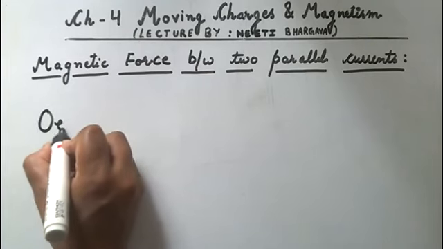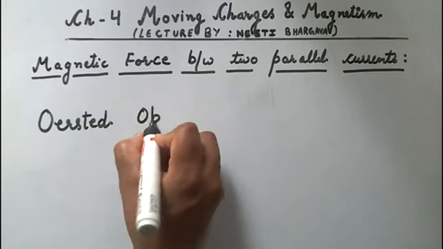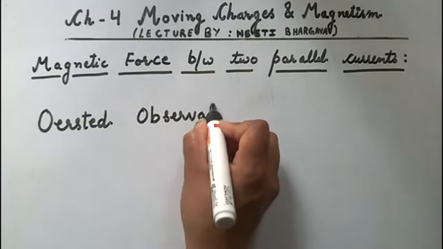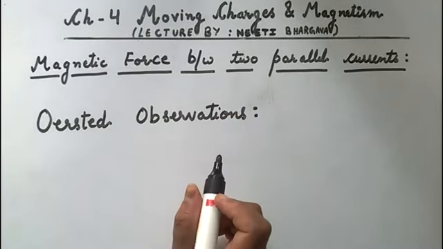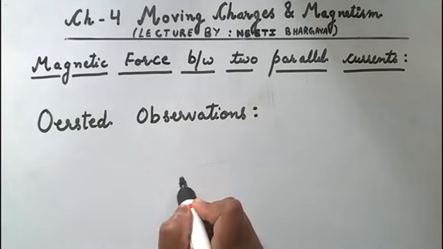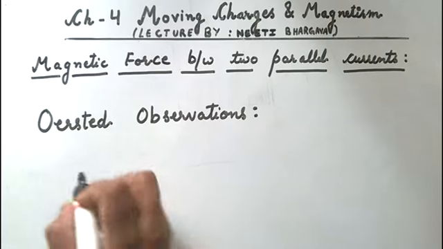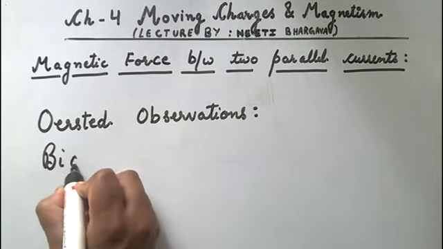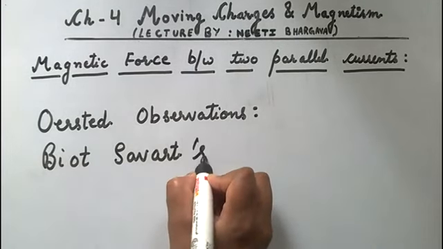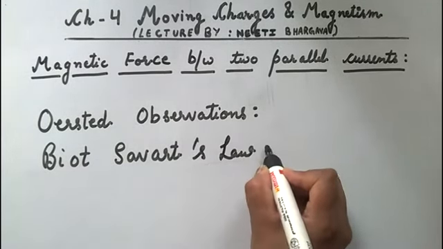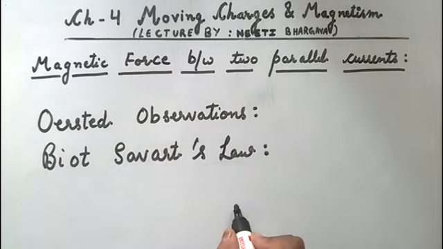We have studied about Oersted's experiment and his observations. Oersted observed that when current flows through a conducting wire, then a magnetic field is produced around it, and this effect is known as the magnetic effect of current. We have also studied about Biot-Savart's law. This law helps us to calculate the value of the magnetic field around a conducting wire.